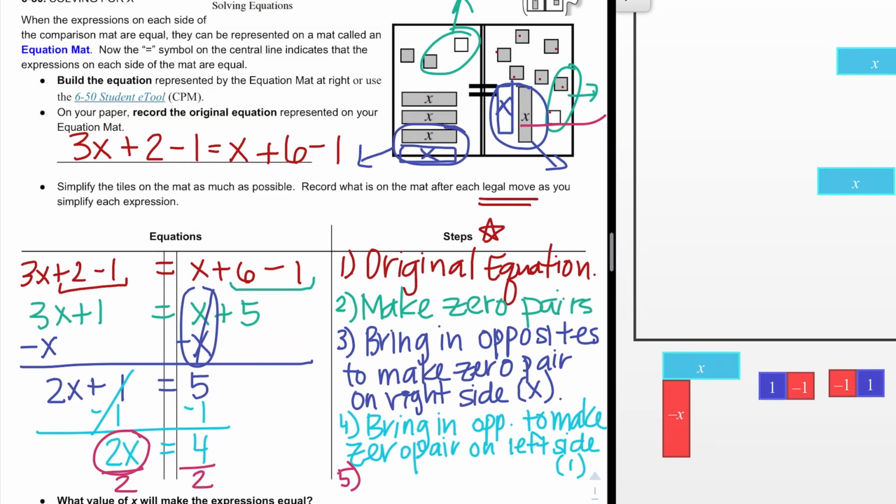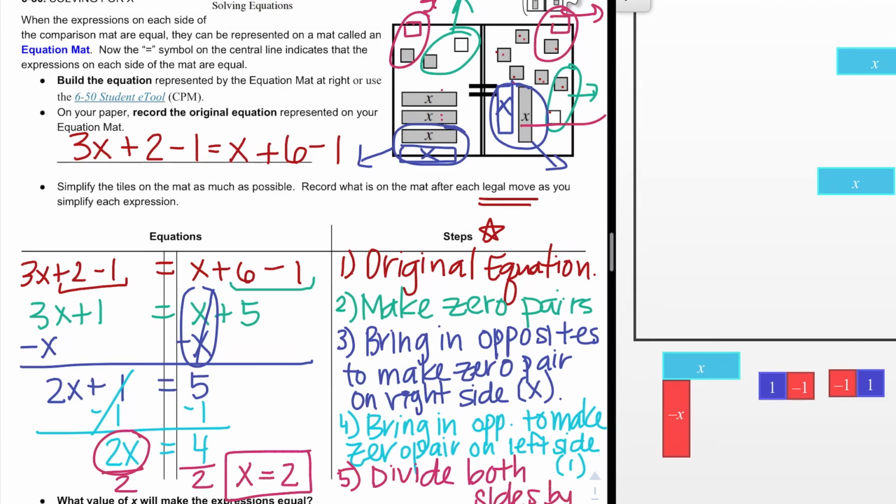So if I bring in, here we go, 1 negative, they're gone. 1 negative, they're gone. And I'm left with 2 x's and 1, 2, 3, 4 ones. So I'm dividing both sides by 2 and leaving me with x equals 2. Okay, so divide both sides by 2.